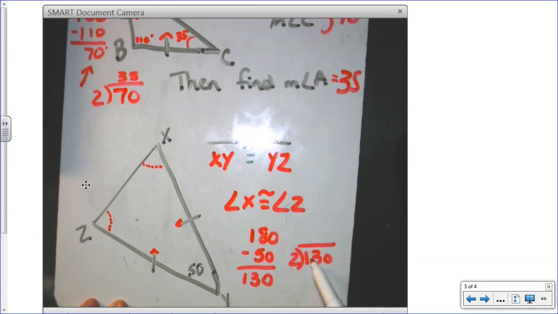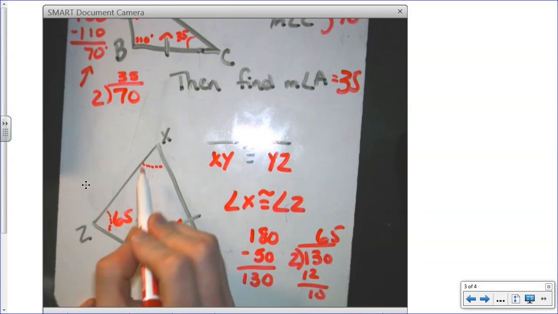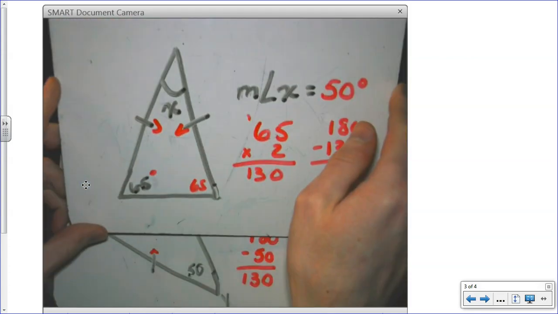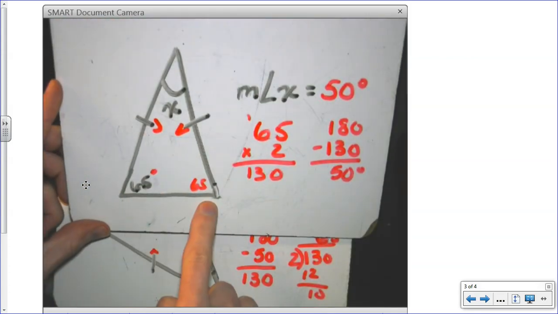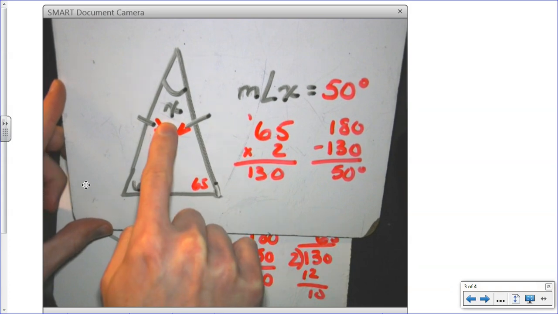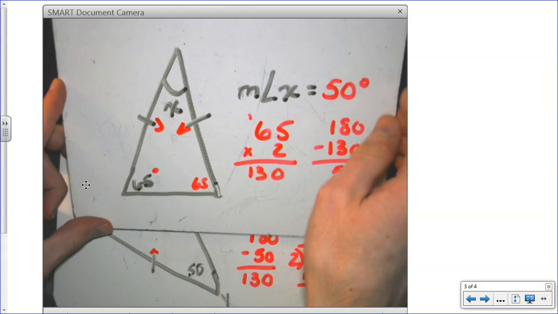So if I do 2 going into 130, I get that each of these angles are 65 degrees. So I have a 65 degree angle here, 65 here, 50 here. They add up to 180. So there's two kinds of isosceles triangles that you may have to work with. You may be given one of the two congruent angles, in which case you just have to realize you need to write the same angle measure on the congruent angle and solve for the missing angle. That's your different angle, okay?